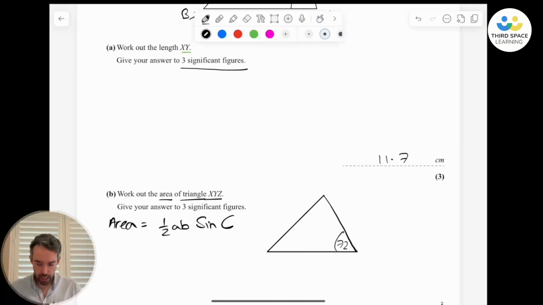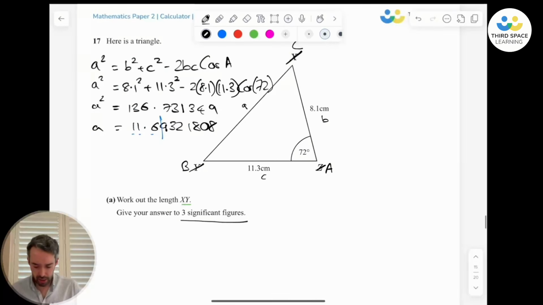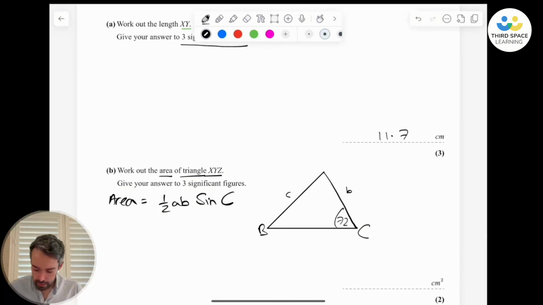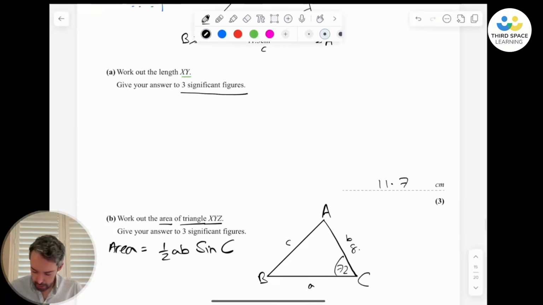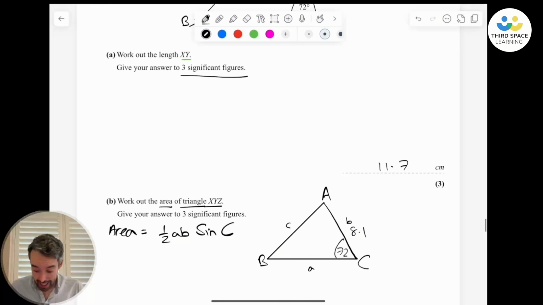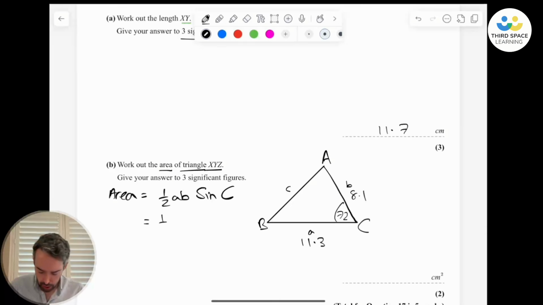So we need to work out the area. So I need an angle C, so let's call that angle C, which means that that one is little c. And then for the other two, it doesn't matter. So let's stick to what we had before. That one was B, and then this time that one is going to be A. So here, B is 8.1, and A is 11.3. So let's just substitute those values in. So we get 1/2 multiplied by A, 11.3, multiplied by B, which is 8.1, multiplied by sine of the angle, which is 72 degrees.